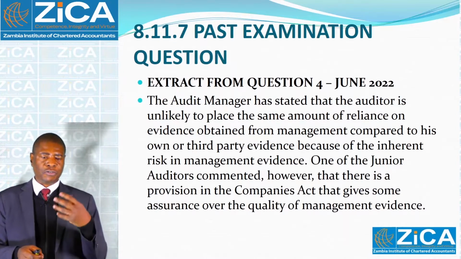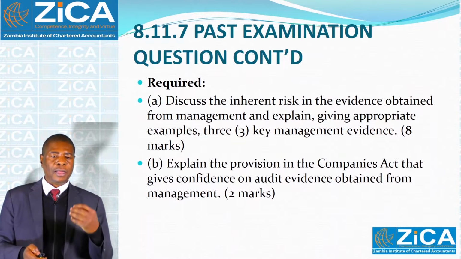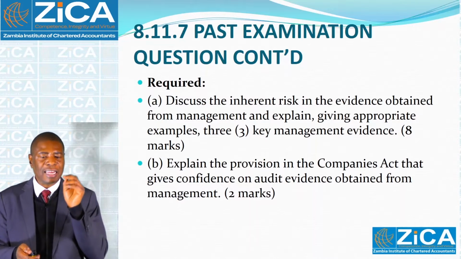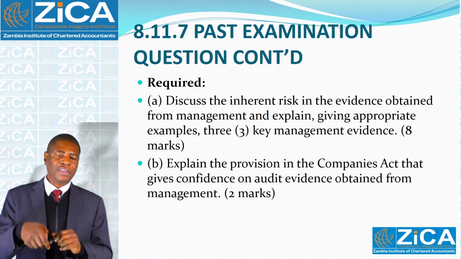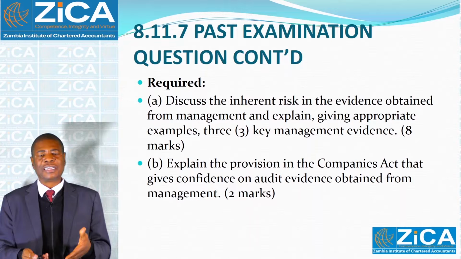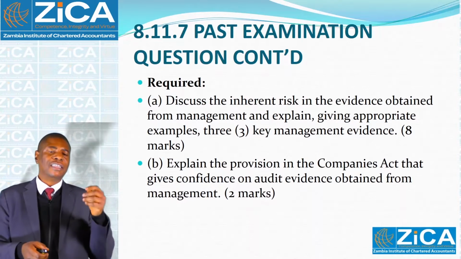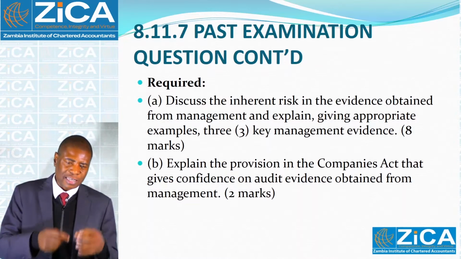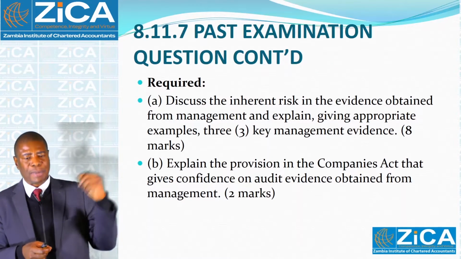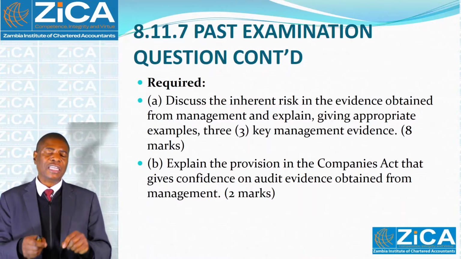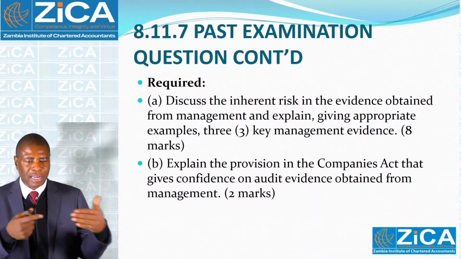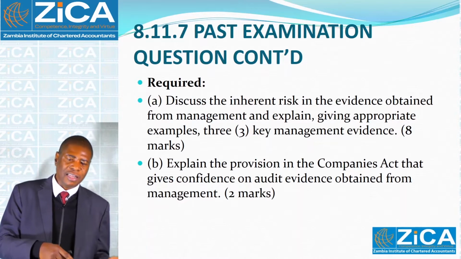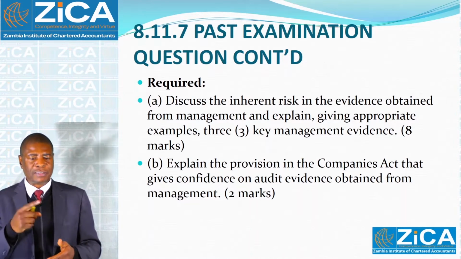June 2022, question 4. Part A required students to discuss the inherent risk in the evidence obtained from management. Now, when you look at getting evidence from management, for example, written representations under your ISA 580, even if we got that, management is an interested party. The chance of them not telling the truth can be high, depending on their levels of integrity. So you are required to demonstrate that. You know that. And then explain, giving appropriate examples.